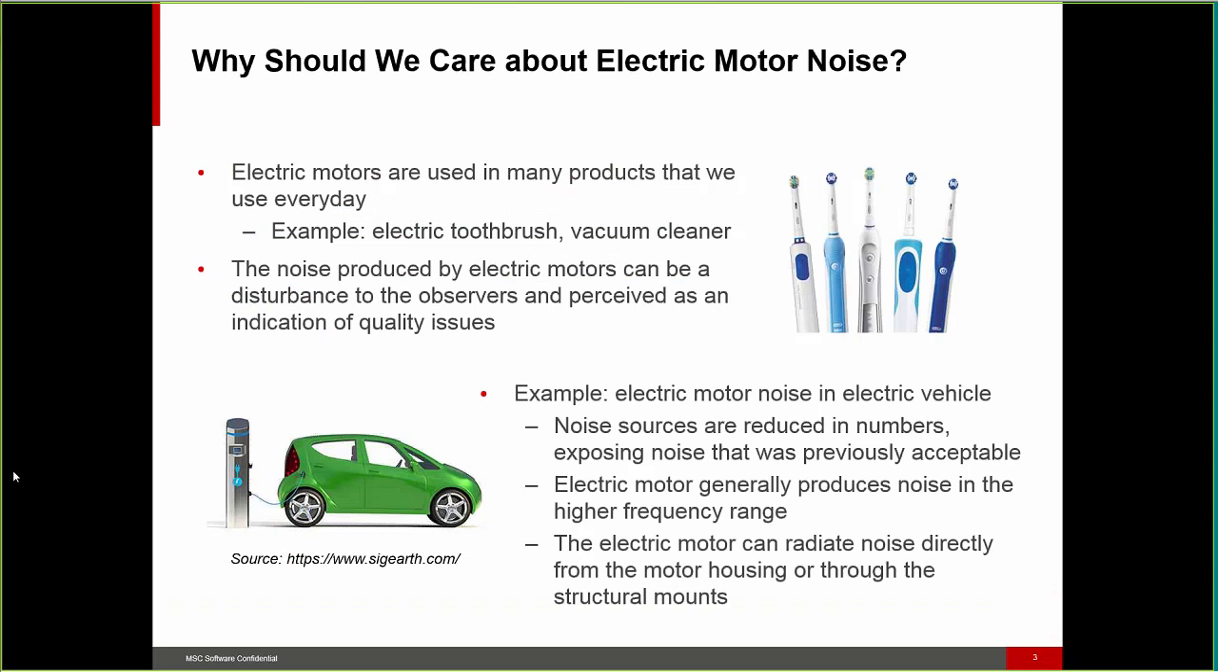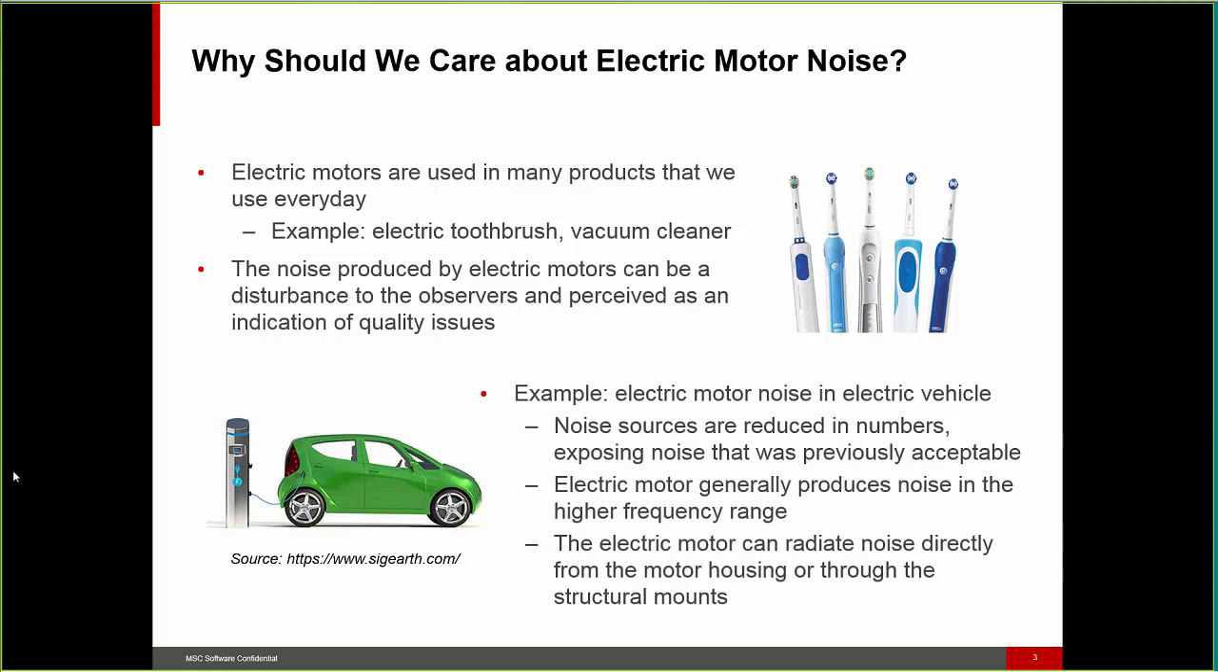Why should we care about electric motor noise? Well, electric motors are used in many different products that we use in our everyday life. For example, we brush our teeth at least twice a day, and some of you are using electric toothbrushes powered by electric motors. We also clean our homes with vacuum cleaners, also powered by electric motors. Both the electric toothbrush and vacuum cleaner make noise, and it's not the pleasant kind of noise, of course. The noise produced by electric motors can be a disturbance to the people who are nearby. And not only that, the electric motor noise can be perceived as an indication of quality issue.